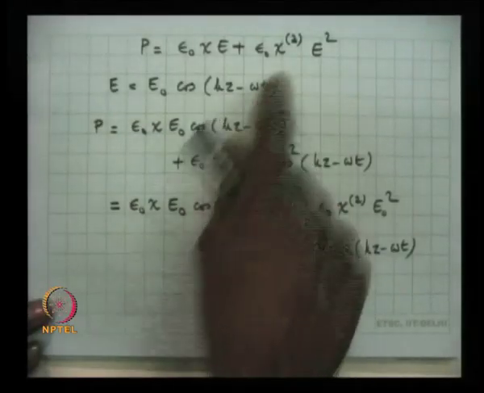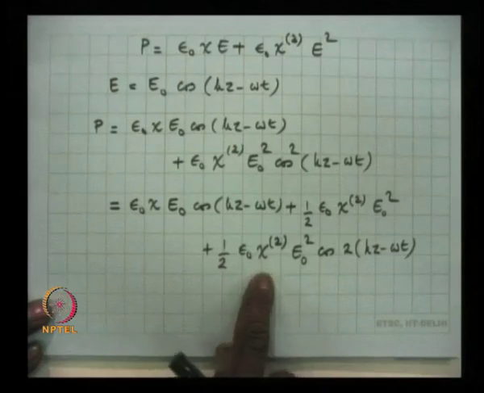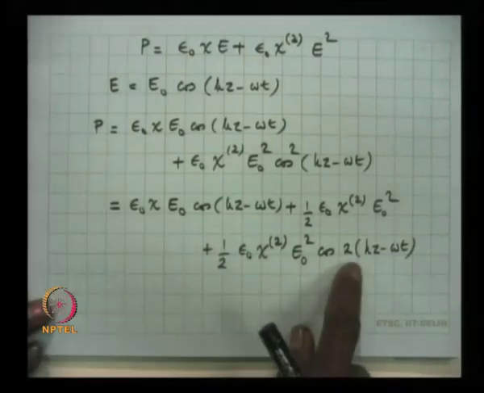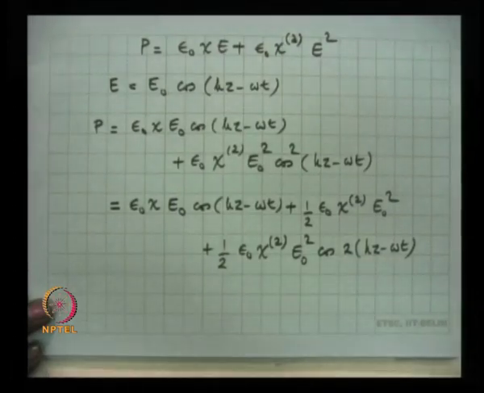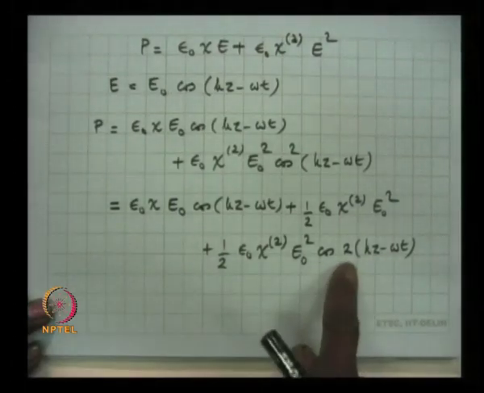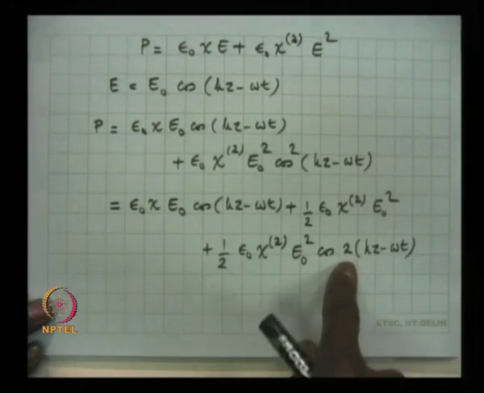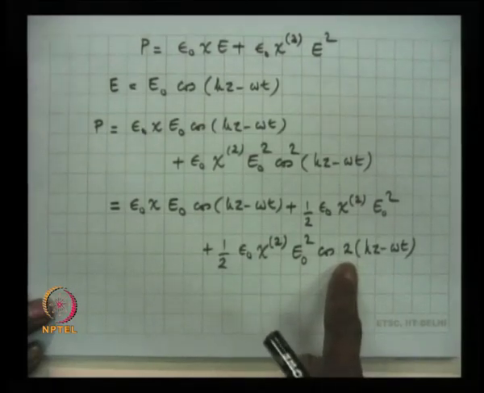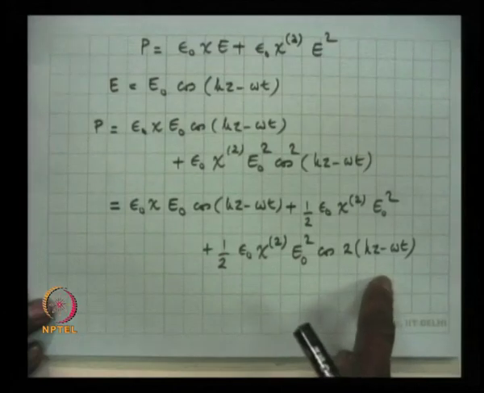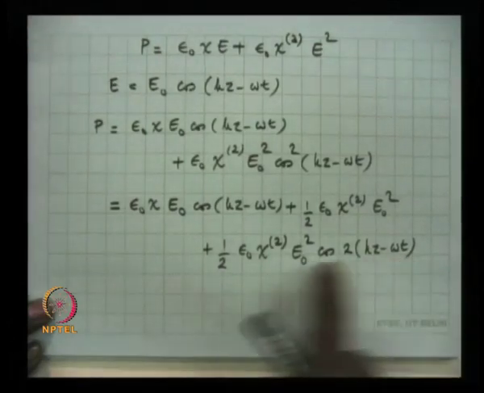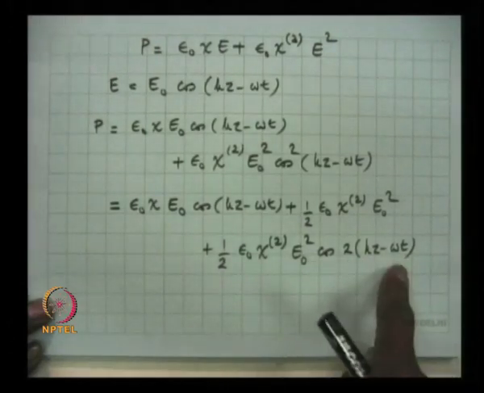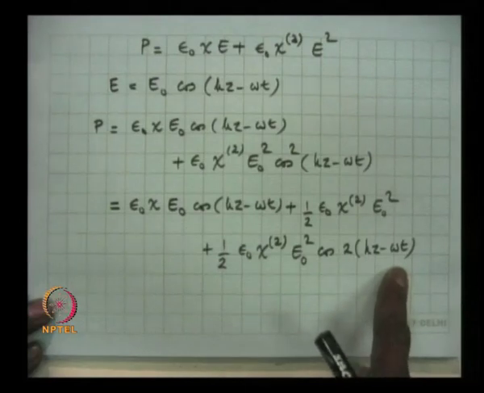So, this particular term immediately tells me that because of the chi 2, there is a component in the polarization oscillating at frequency 2 omega, and that oscillation at frequency 2 omega will now generate electromagnetic waves at frequency 2 omega, and that is the origin of the second harmonic which comes out of the crystal. It is this term of the polarization which is responsible for the generation of 2 omega from the medium.